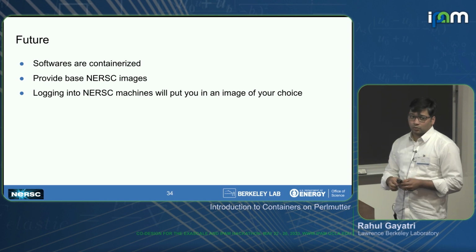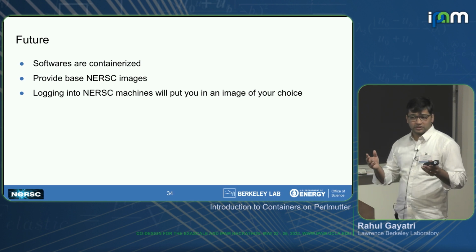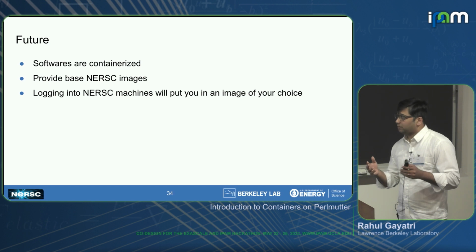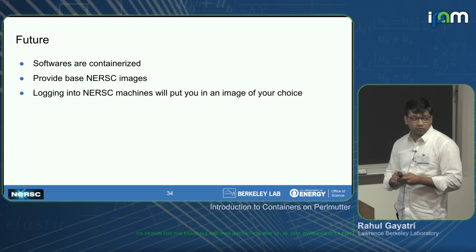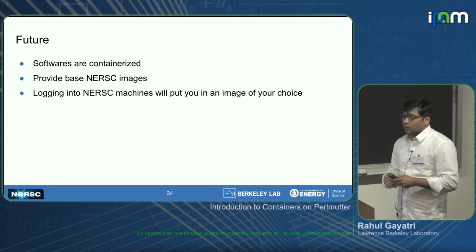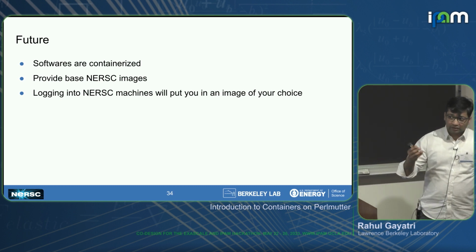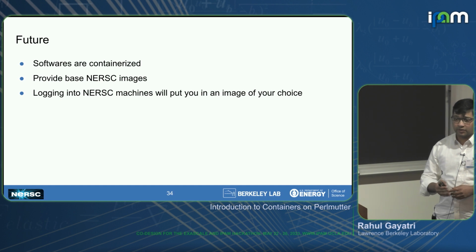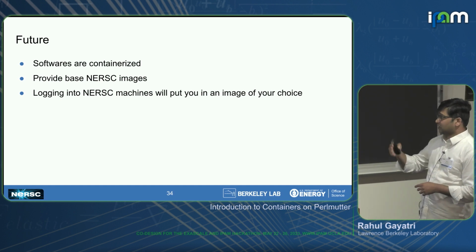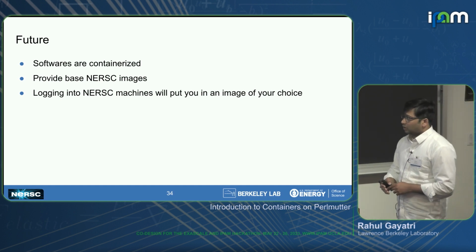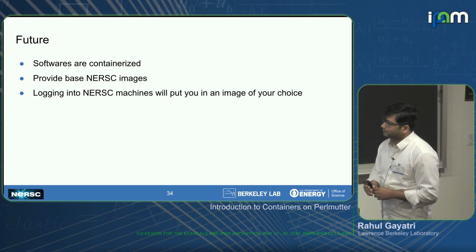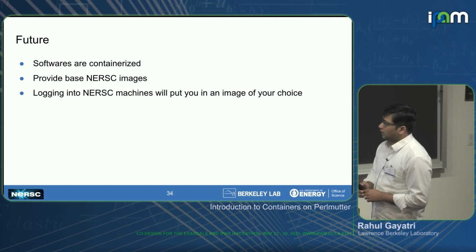So there might be a scenario where all the software on Perlmutter would be containerized in some form, and we'd provide NERSC base images, as I've already said. If you want to build your own container, you will have some base image, like from OpenMPI or MPICH or upstream, like Cray MPICH, upstream MPICH, and so on. Or I think there's an NVIDIA MPI, and so on.